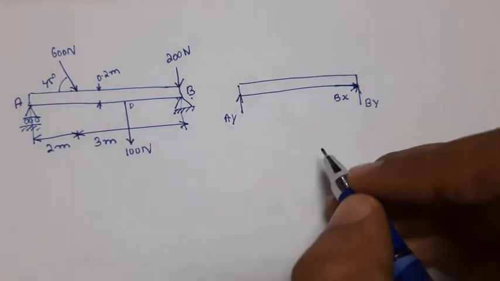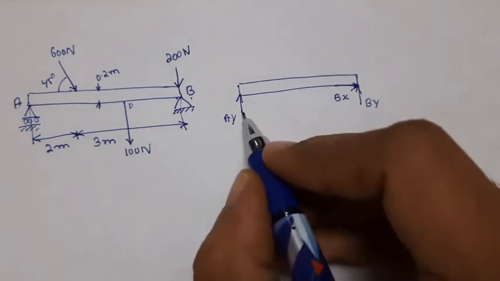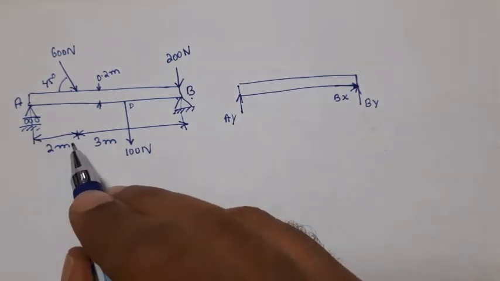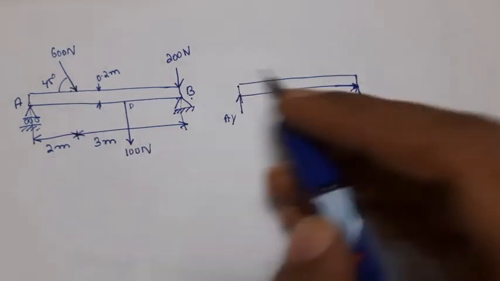Now the force acting from this point at a distance of 2 meter is 600 Newton.